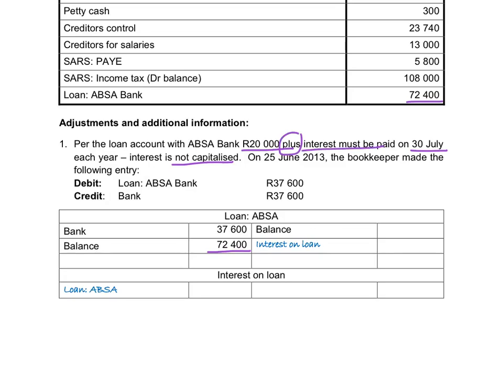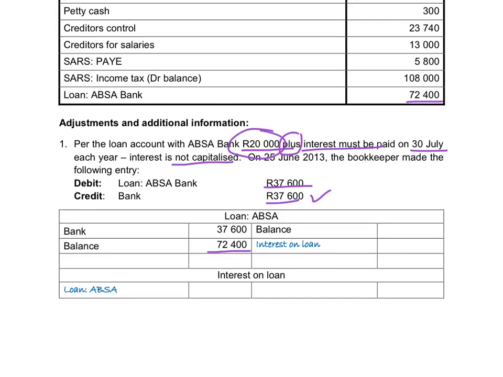Now, if we look at this entry that the bookkeeper made, the loan account was debited with 37,600 and the bank account was credited. The bank is correct, there's no mistake. But for the loan account, you were only supposed to record 20,000 on the debit side and not 37,600, because the rest of the amount is actually interest. So we reduced this balance to a lower amount because we deducted the interest from the balance.